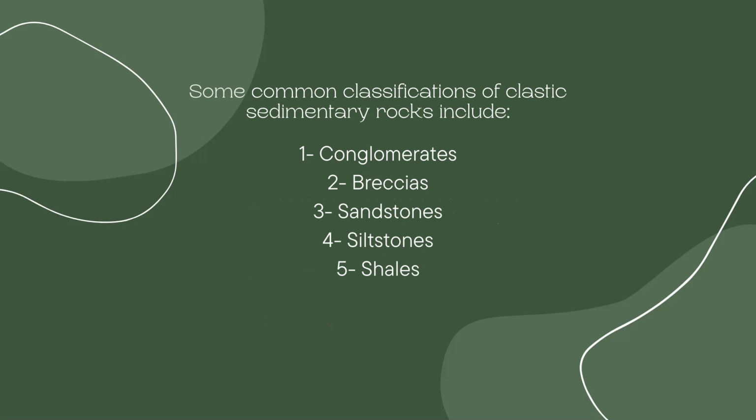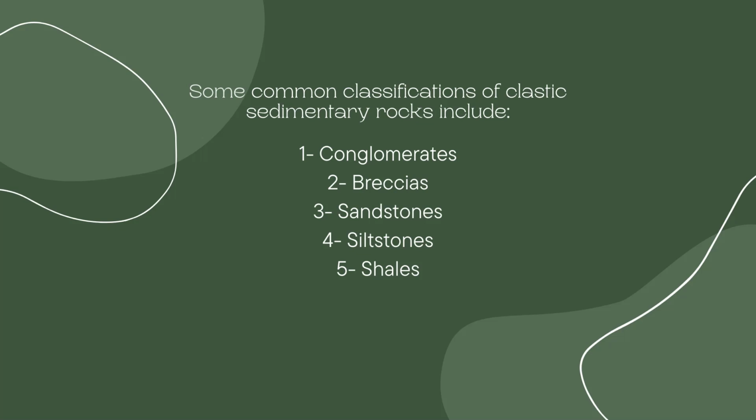Clastic sedimentary rocks. Clastic sedimentary rocks are a type of sedimentary rock that is made up of fragments or particles of other rocks and minerals that have been cemented together. These fragments can range in size from large boulders to small clay particles. Clastic sedimentary rocks are typically classified based on the size of the clasts, or fragments, they contain.